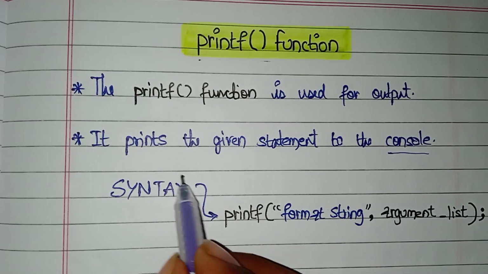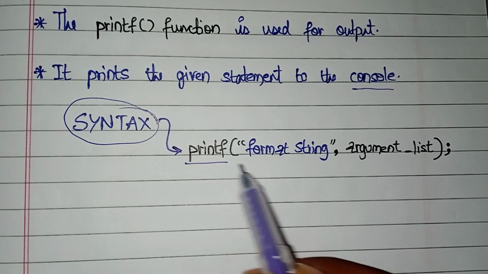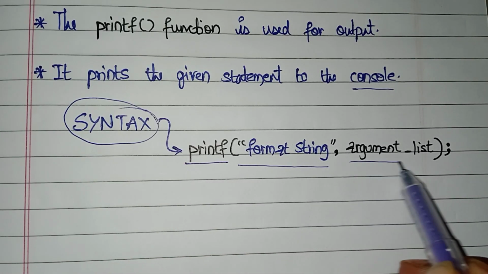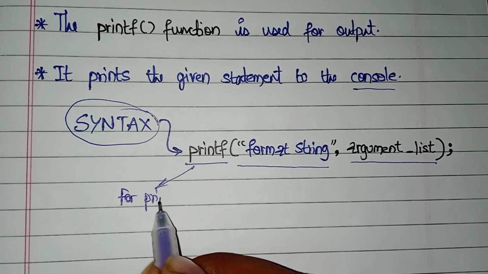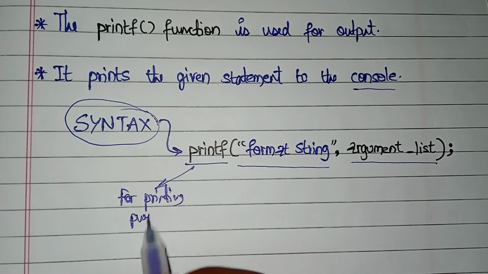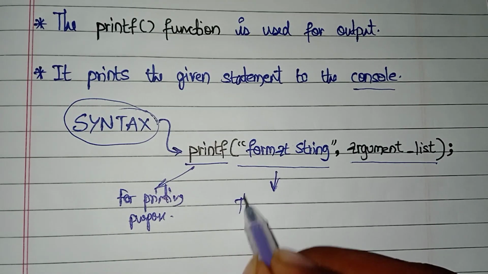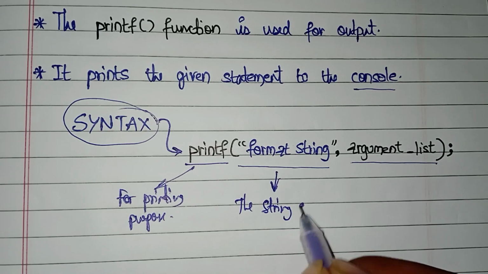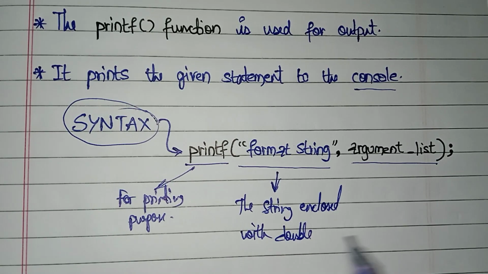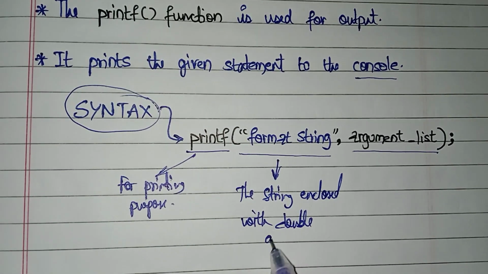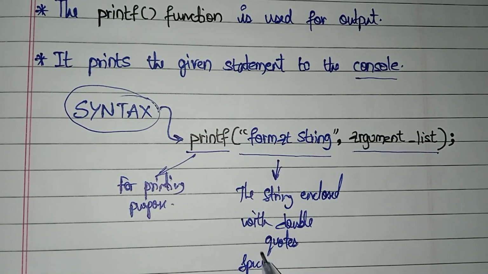Let's see the syntax of the printf statement. The basic syntax of printf statement is printf, brackets open, double quotes, format string, comma, argument list. So printf is for printing purposes. Now coming to format string. Format string is a string which is enclosed in double quotes, and it specifies the format of the output.